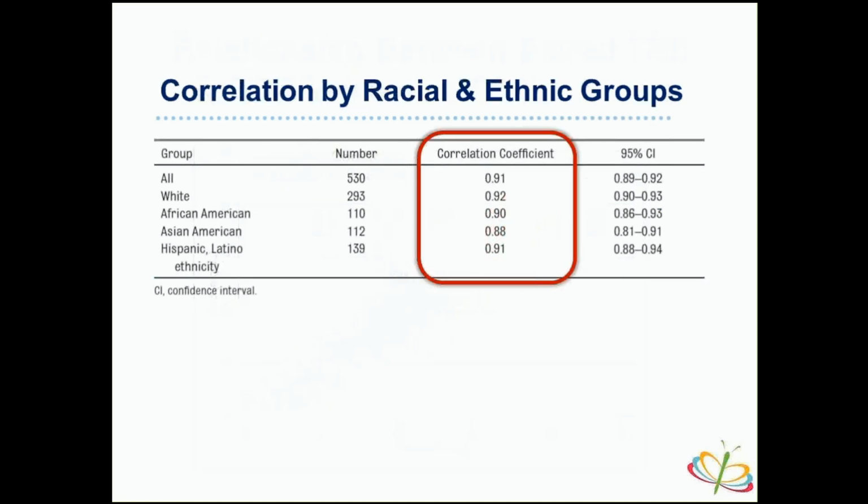They also looked at the correlation coefficient by ethnic group. As you can see here, the white population had the highest correlation coefficient of 0.92, and the Asian American population had the lowest of 0.88, but still very strongly positively correlated.